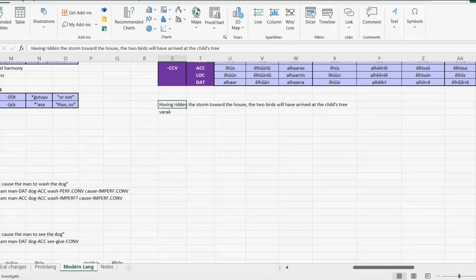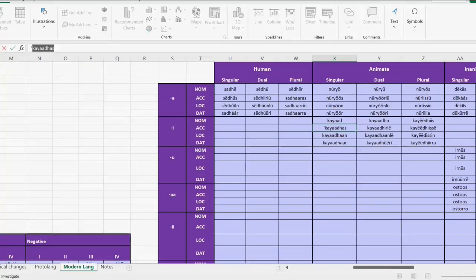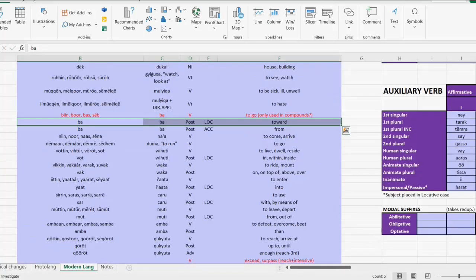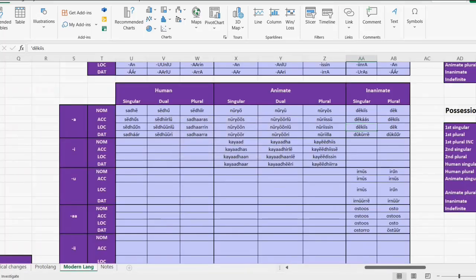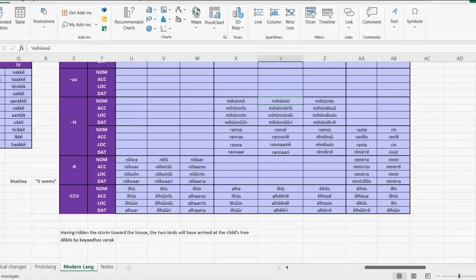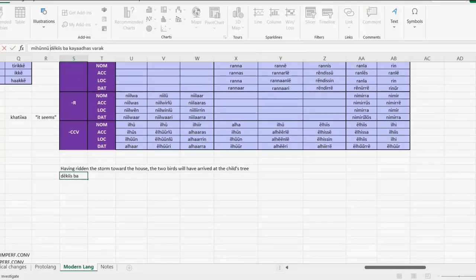Then we need storm in the accusative, which is kayadas. Then we need toward the house. So toward is ba, and the noun needs to be in the locative. House in the locative is dekis, so that's the converb clause done, but the subject of the converb clause is the same as the subject of the main clause, which is the two birds. So birds in the nominative dual is mihinni. Not 100% sure what to do about the positioning here, because the converb clause will be free to be moved around. I don't know if the subject would precede it or not in this instance. I'm going to put the subject first.